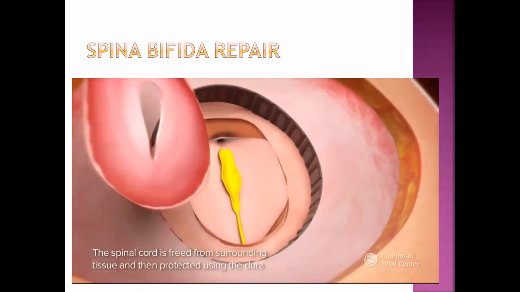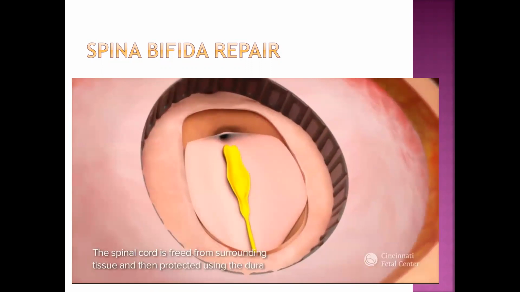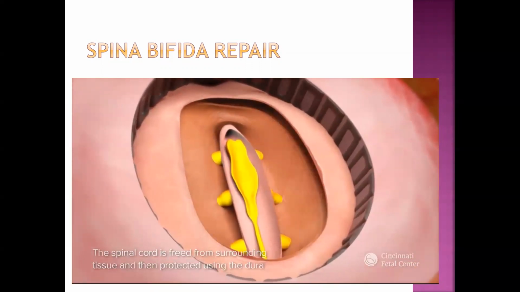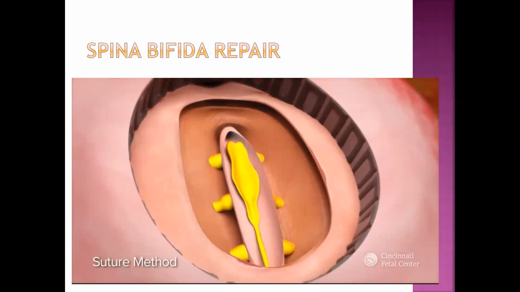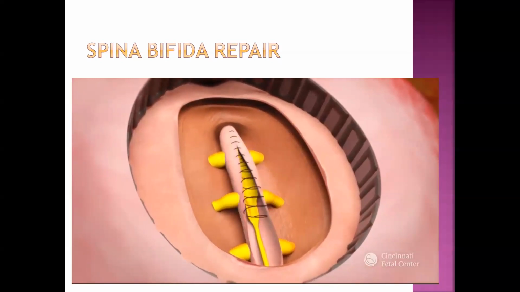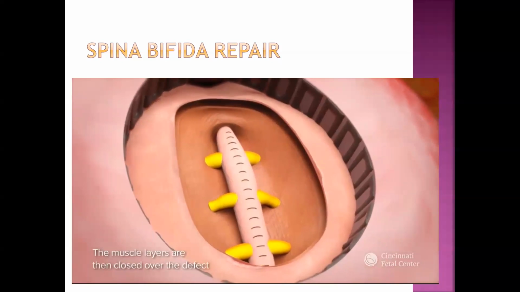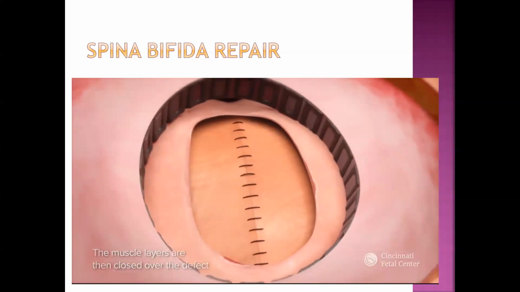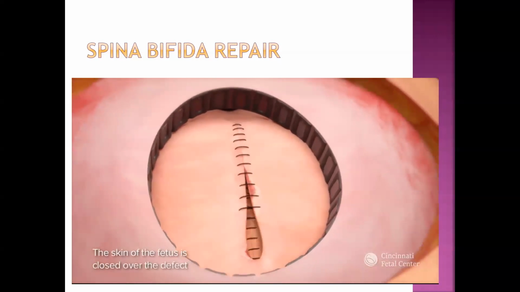So that's all the damaged tissue. Next, the spinal cord is free from surrounding tissue before it is protected using the dura. So that's the connective tissue that surrounds the spinal cord. Then they suture close the muscle layers over the defect to further protect the spinal cord. The skin of the fetus's back is then closed up over the defect.